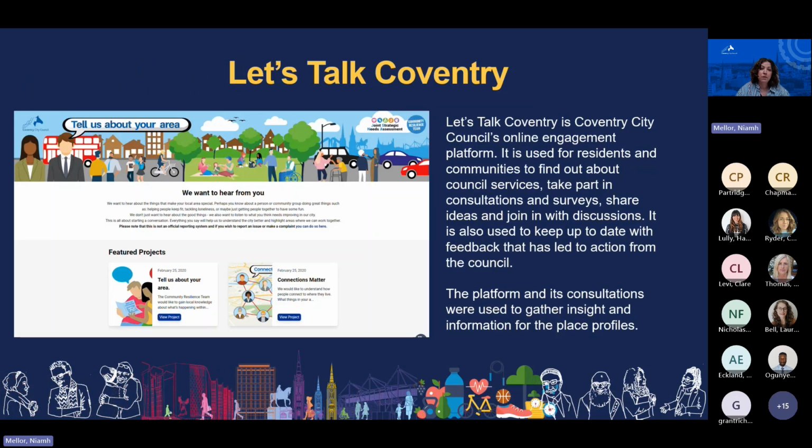And the final element, that's jazzy. And the final element was Let's Talk Coventry. So we have an engagement platform, Let's Talk Coventry, which is brilliant. And if you've not seen it, definitely have a look.